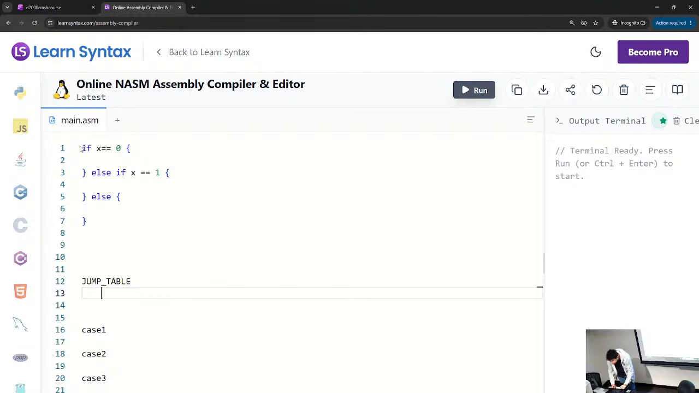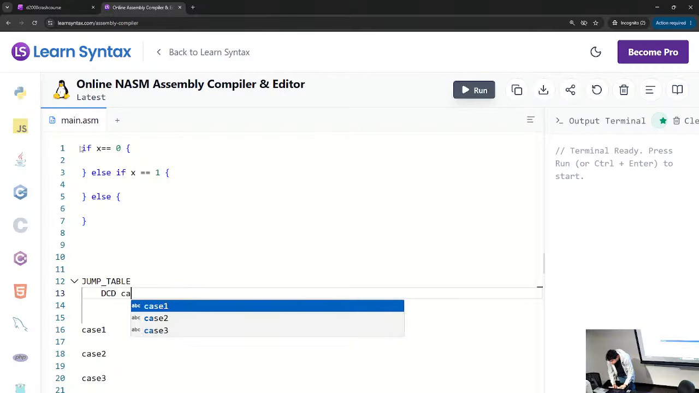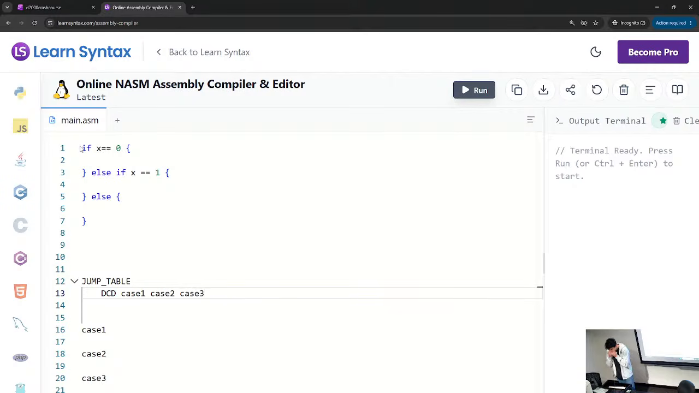So a jump table is essentially, here's a label. We can define DCD, something like this. You guys remember, what does DCD do? It stores a word. And what are these? These are labels, and these also store addresses. And how big is an address? It's a word. Yep, 32-bit, which is a word.